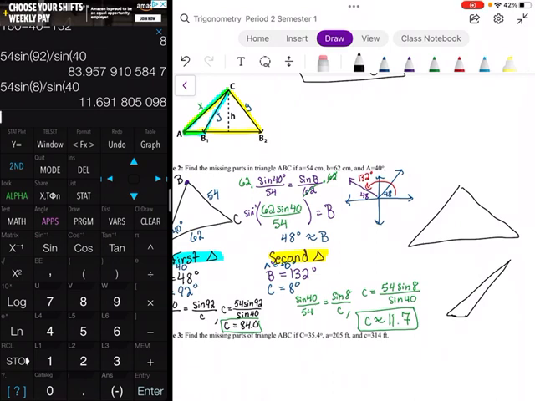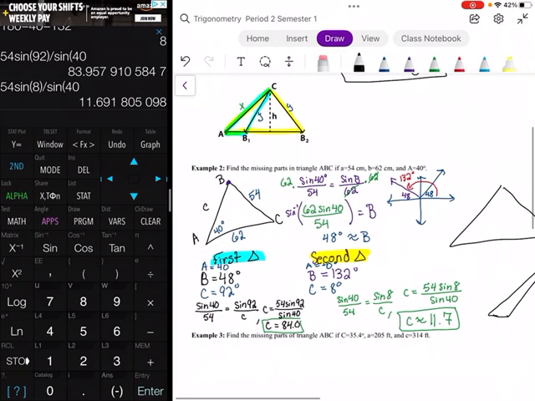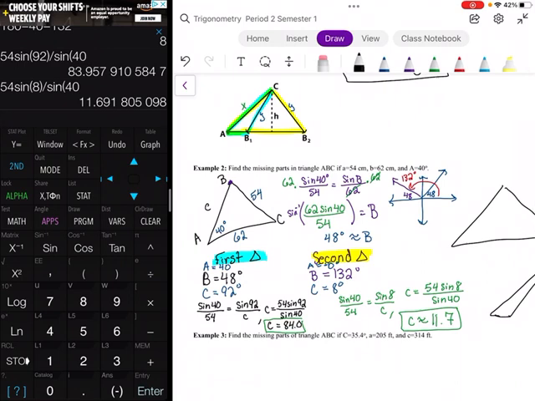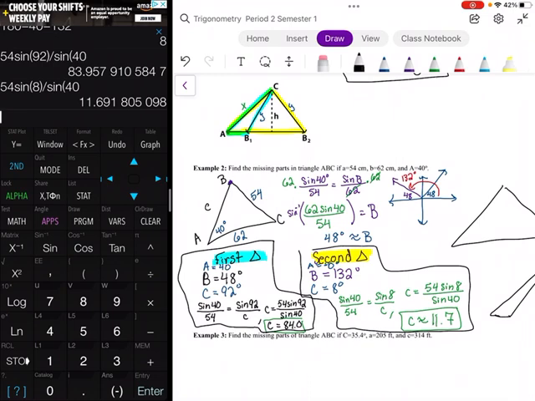But both of these triangles are possible. And you can see how we have a lot more answers than we did yesterday. So anytime there's an ambiguous case, you will need to solve for both triangles to get full credit for that problem. All right, so then let's look at example 3.